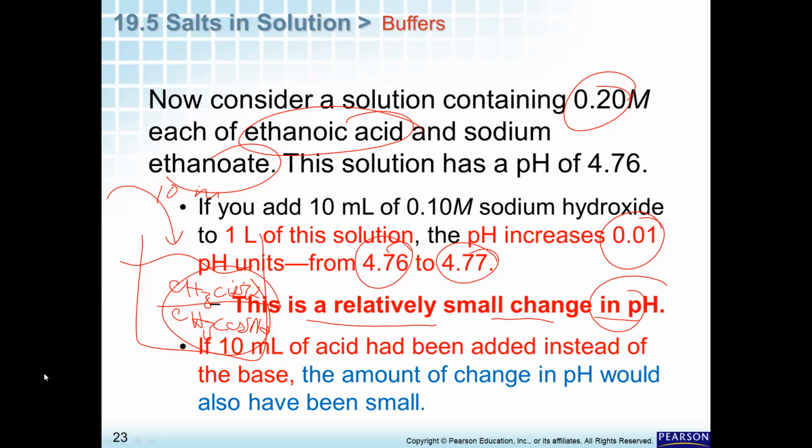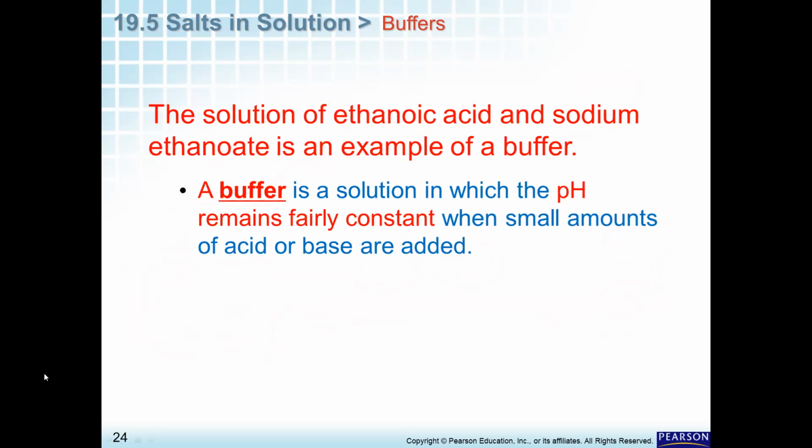So whenever we have something like that, the amount of the change in the pH would have to be also very small, even if you add acid. So أضفت عليه acid, well, أضفت عليه base, the pH is not going to change because we have what we call a buffer system. What is a buffer system then? It is defined as a solution in which the pH remains fairly constant. It will change, but very, very small change when a small amount of an acid or base is added to it.